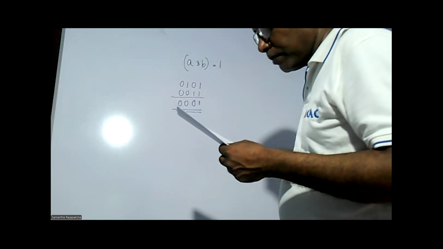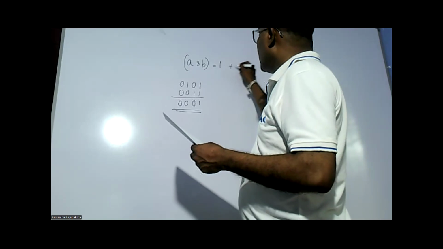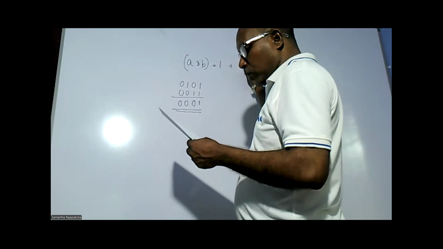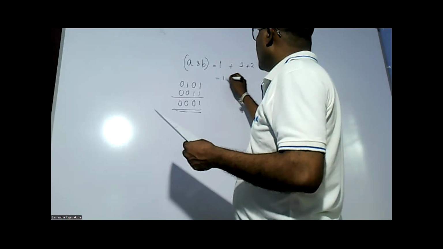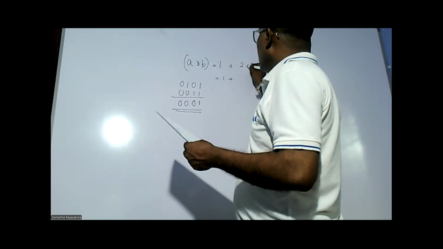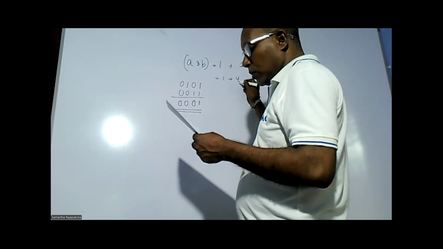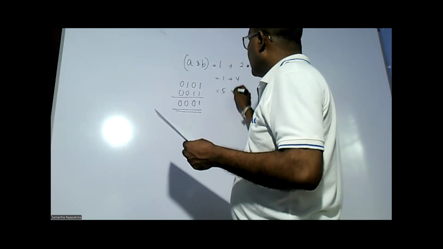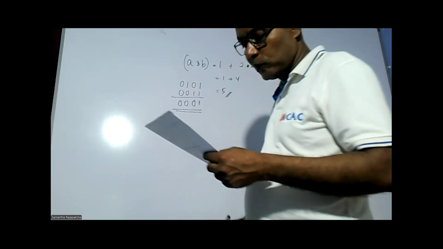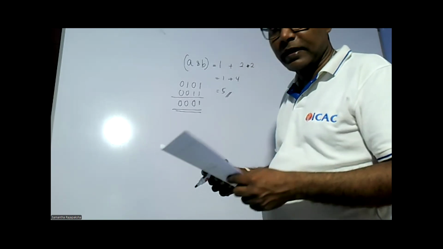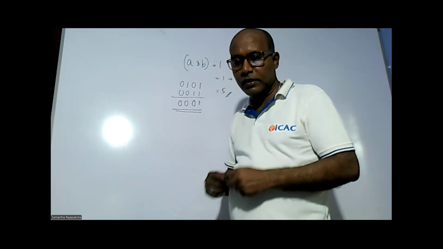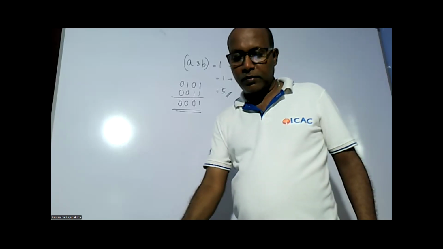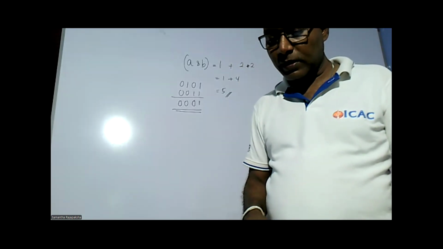Then we have C, which is 2. 2 into 2 is 4, so you get 1 plus 4, which should be 5. So the answer is 5. Is that clear? Is it correct? That is how to calculate with bitwise operators.